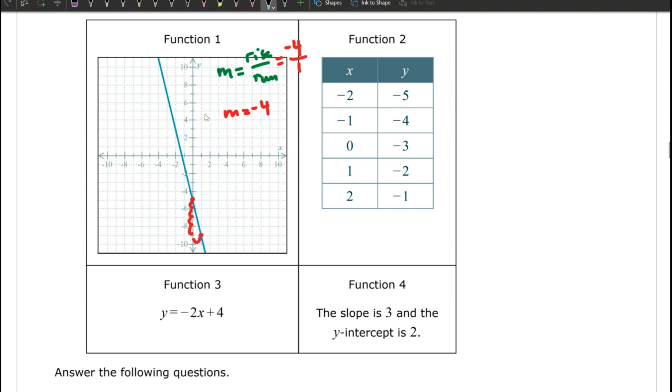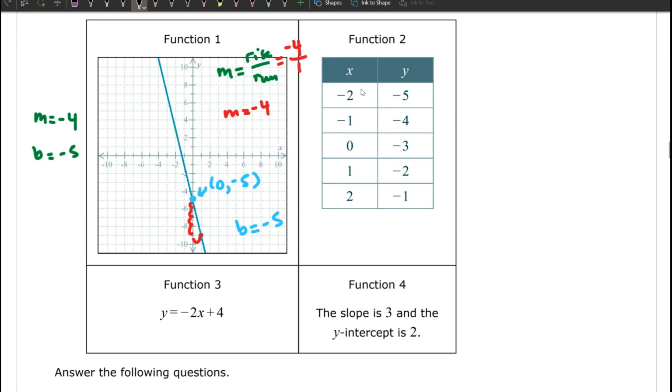The y-intercept here, the beginning or the y-intercept, that is 0, negative 5. That tells you b is negative 5. Okay, I'm going to write on the side so when I go back here it's easier to see the information. m is negative 4, b is negative 5.